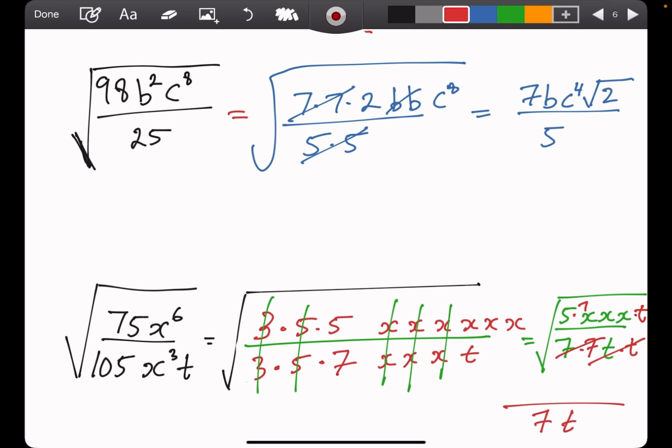Now let's see the top. X goes out, and 7 times 5 is 35. X, C.